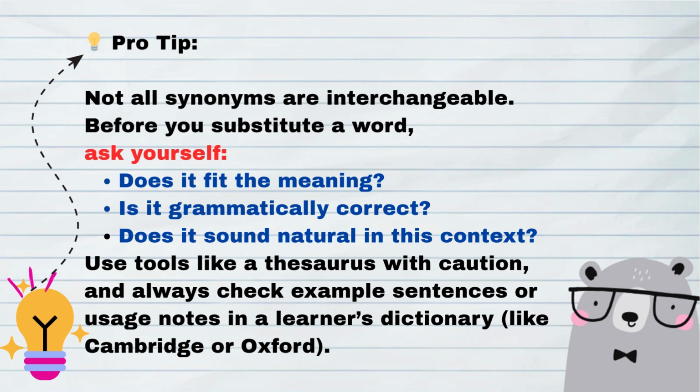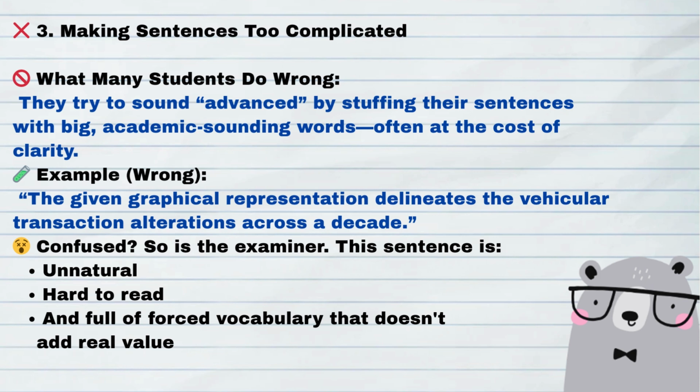So here is a tip for most of you. Before you substitute a word, like using synonyms, ask yourself: does it fit the meaning? Is it grammatically correct? Does it sound natural in the context? While practicing, you can also use a thesaurus with caution, and always check the example sentences in a dictionary like Cambridge or Oxford. These give you more detailed depth on how to use the synonyms in your sentence and the correct way to use them.